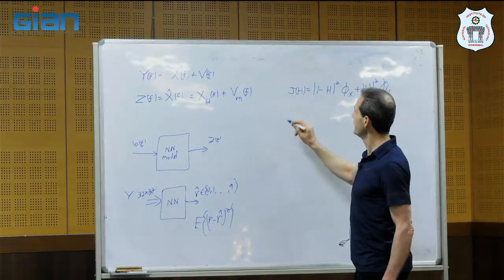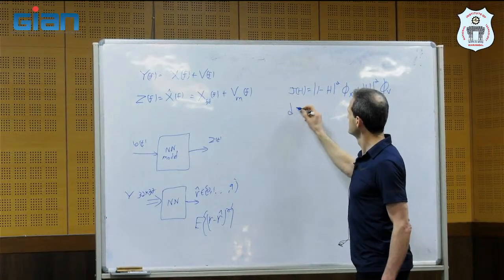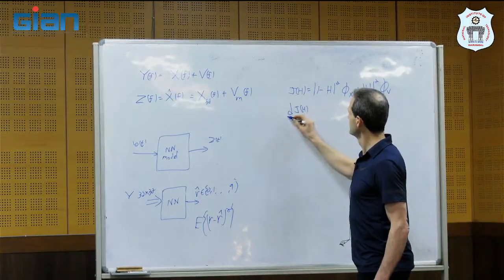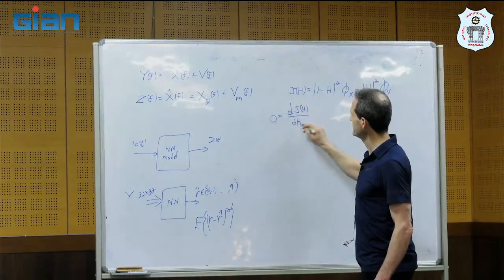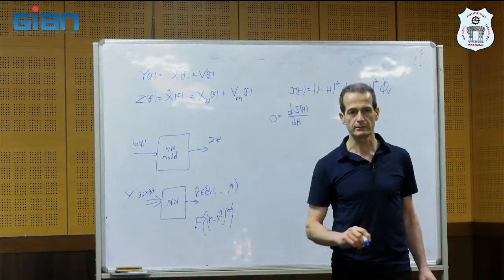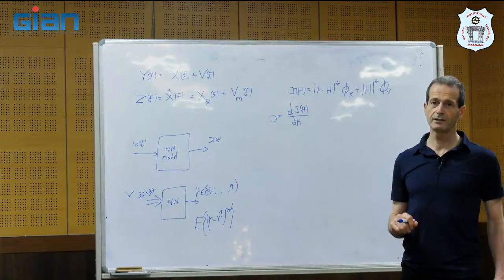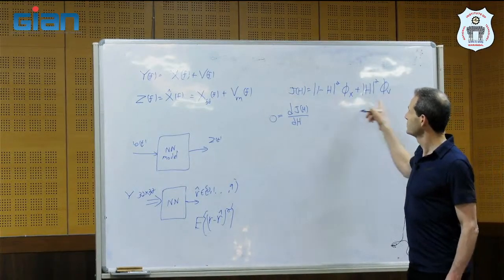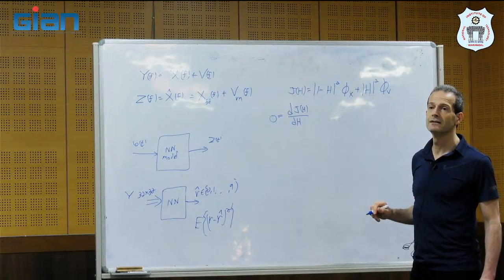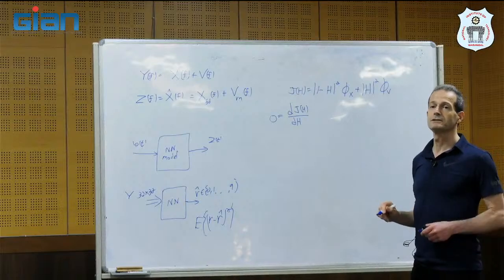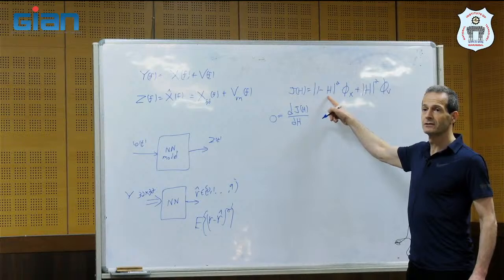And we need to find the derivative with respect to h and equate it to 0. So we need to find this derivative. How do we do that? Okay? So something I'll remind you. How do we do that? Two options. Two options. Remember that h is a complex number.